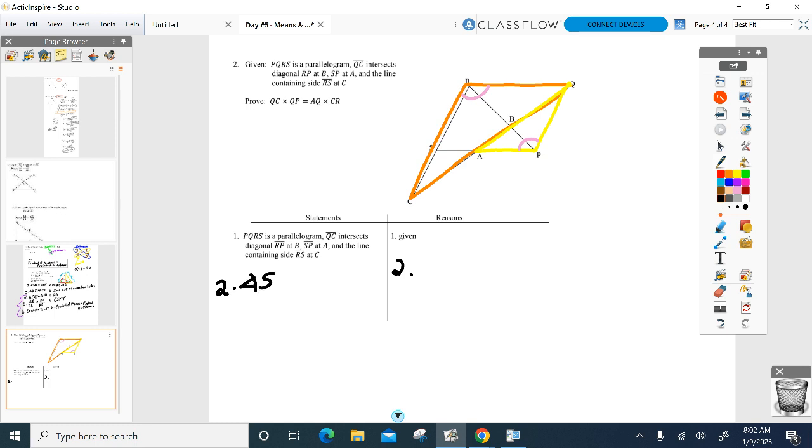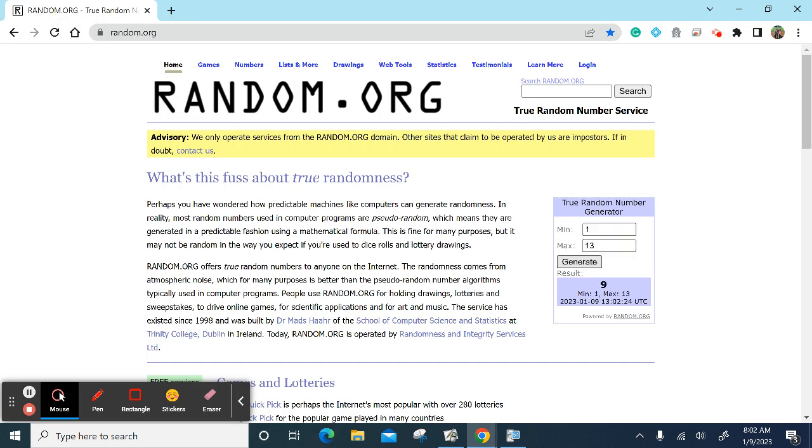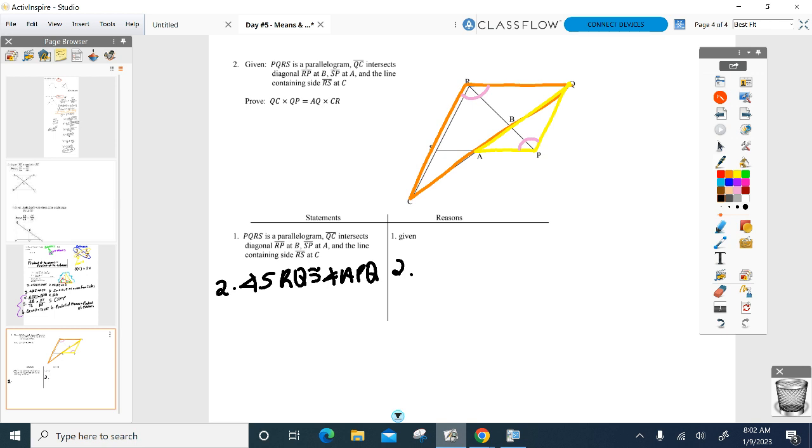Angle SRQ congruent to APQ. What property is Iris applying here? What property is she applying? Perfect. Opposite angles congruent in a parallelogram. Good job, everyone. Good job.